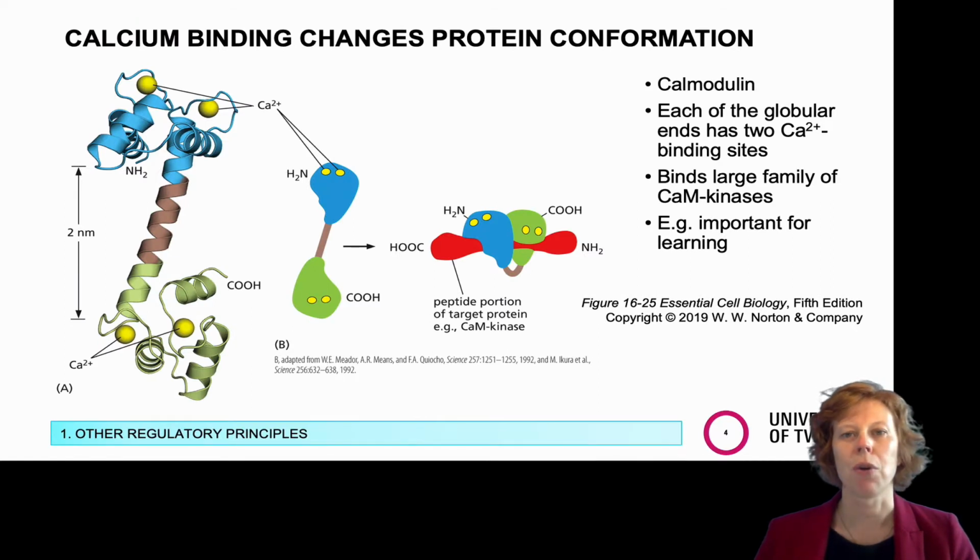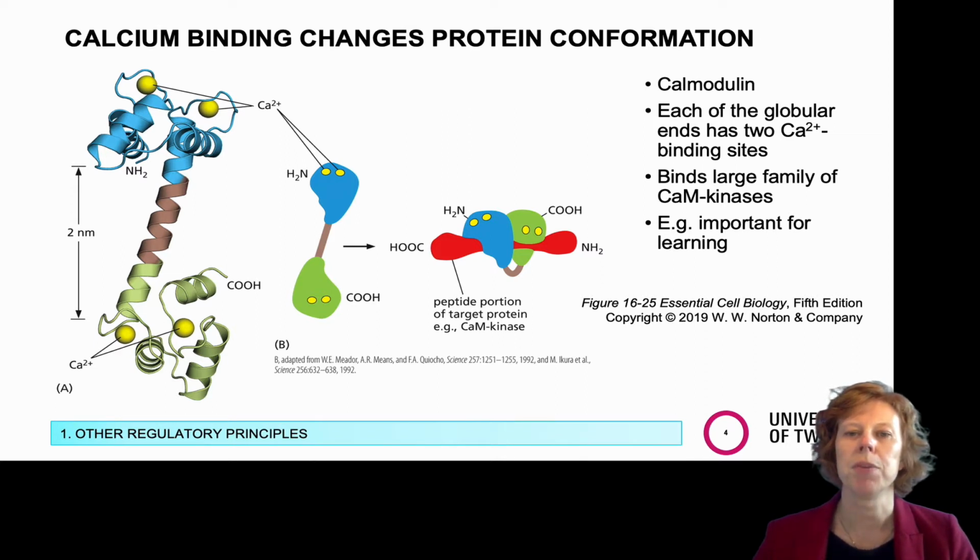In lectures 1 to 4 of the cell communication series, I discussed changes of activity of signaling proteins by GTP-GDP in the case of G protein coupled receptors, or phosphorylation of the target protein by protein kinases. Another regulatory principle is binding of small ions to proteins, thereby changing the conformation of the protein and subsequently its activity. The best known example is calmodulin, which is present in the cytosol of all eukaryotic cells.